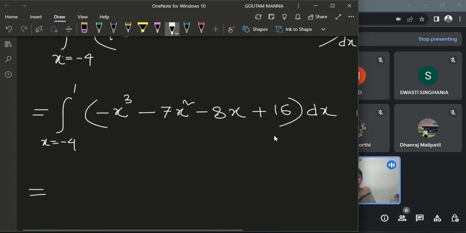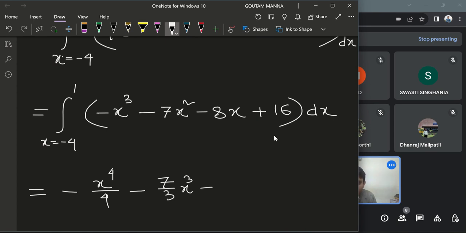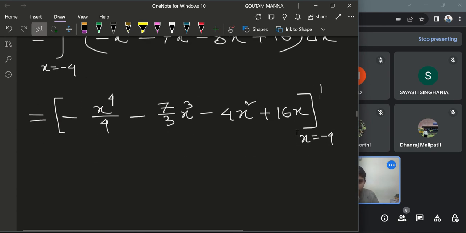Now if I do the integration, it will be minus x to the power 4 by 4 minus 7 by 3 x cube minus 4x square plus 16x. Integration limit is going from x equals minus 4 to 1. Please let me know if I'm doing some mistake at any point.